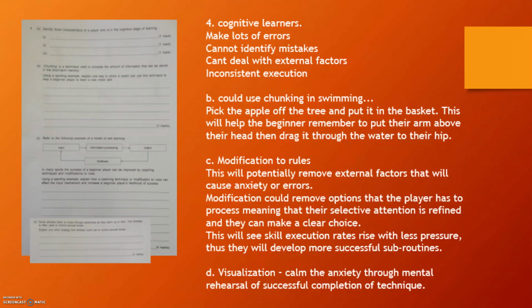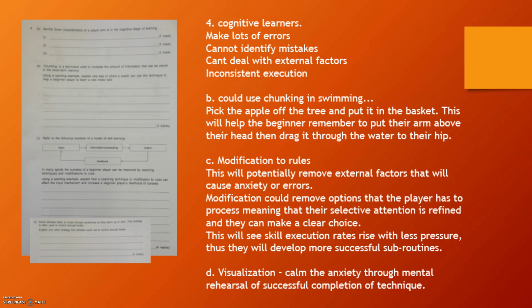C, refer to the following diagram. Explain how a technique or modification of the rules can affect the input mechanism. So modification of the rules can potentially remove external factors that will cause anxiety or errors. Modification can remove options that the player has to process, meaning their selective attention is refined. They can make a clear choice.